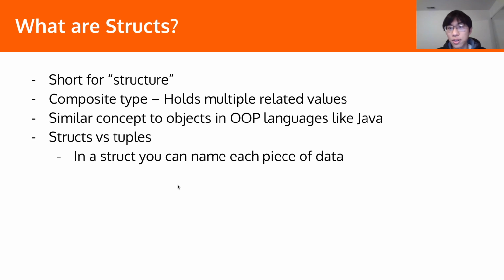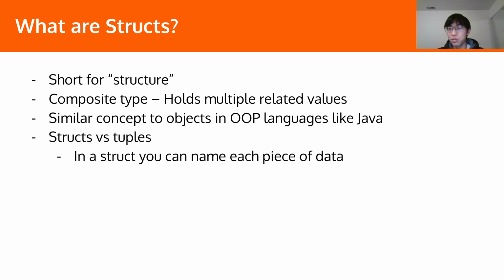So first off, let's talk a little bit about what structs are. Struct is short for structure, and structs are a composite type in that they hold multiple related values together. So they're a way to help you group your data. Some of you might be familiar with objects in object-oriented programming languages like Java, or classes in C++, or structs, which exist in C++ as well. So you might be familiar with the idea of grouping related values together into a single object. And we've talked about tuples in the past, where they're also a way to group many different data types together.